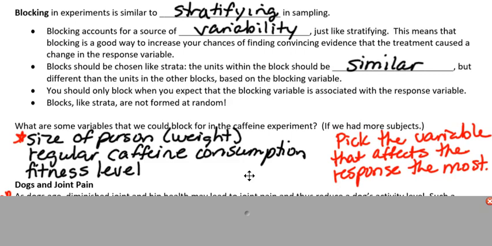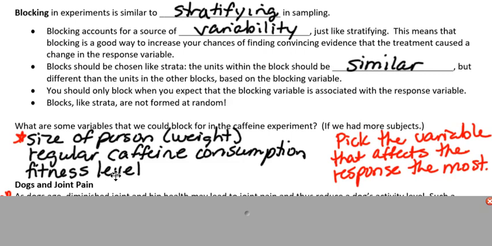We might group people by size of the person, the weight, because we noticed that smaller people tended to be more affected by caffeine than larger people. How much they regularly consume caffeine. So maybe people who regularly consume caffeine aren't going to be as affected by the caffeine as people who don't regularly consume caffeine. Or their fitness level. Maybe they're so fit their pulse rate's not going to change much one way or the other.